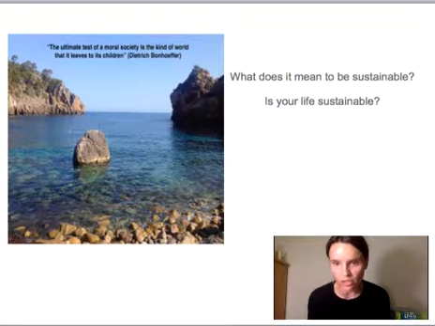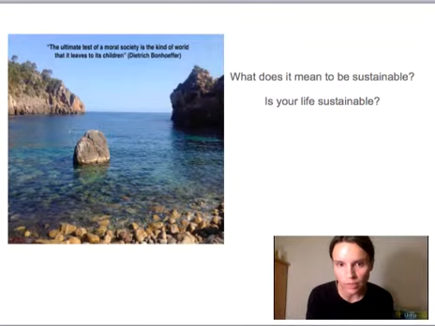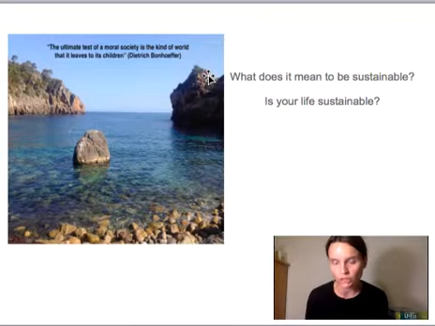Do you consider your life to be sustainable, your lifestyle to be sustainable? Do you think, like this quote up here says, that you would be able to leave a good world for your children? How are you measuring your own sustainability? So take a minute to think about that.